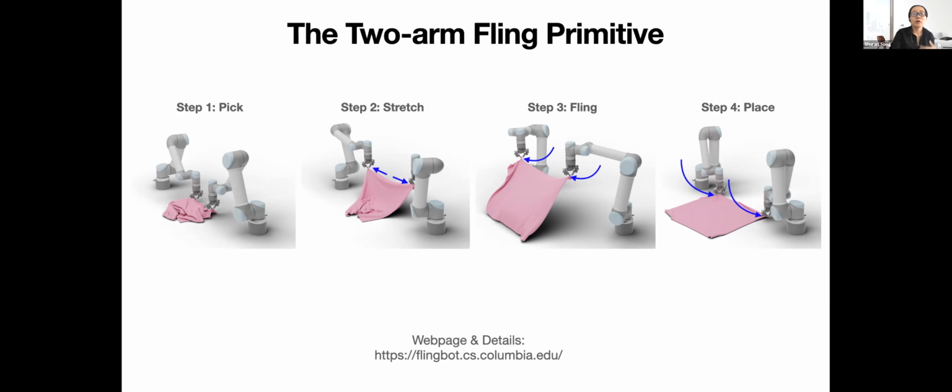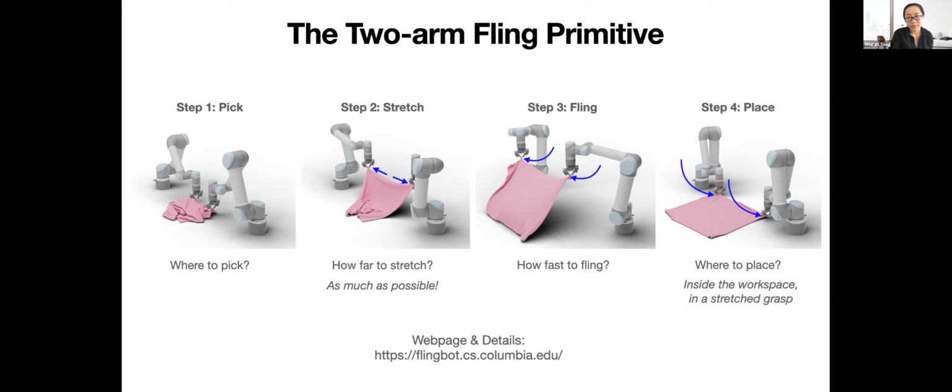So in order to perform this Fling primitive, the algorithm needs to infer the parameters for each of these actions, such as where to pick up the cloth, how far to stretch, how fast to fling, and also where to place the cloth after the fling action.